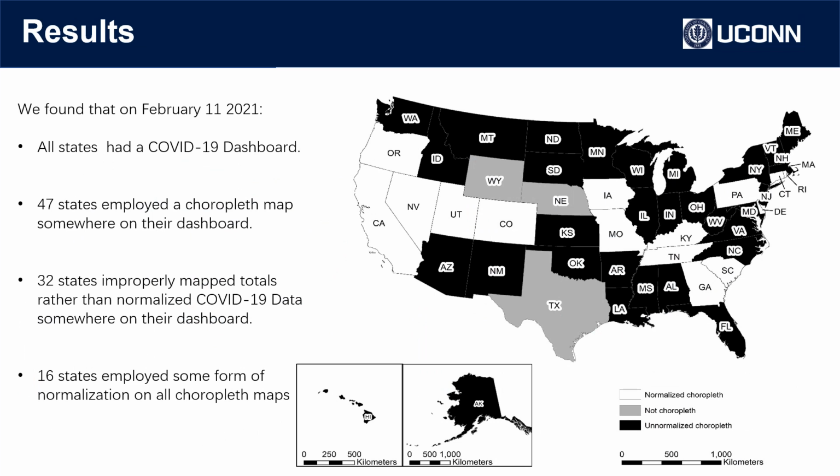To determine how widespread this problem is, we evaluated the official dashboards of all 50 states on February 11, 2021. The results of this can be seen on the map to the right. We found that all states had a dashboard, and 47 states employed choropleth maps somewhere on them. Of these, only 16 employed some form of normalization, while 32 states improperly mapped totals somewhere on their dashboard. This means that 64% of states on February 11th were publishing potentially misleading COVID-19 maps. Future research will try to determine the impact this had on public perception of COVID-19.